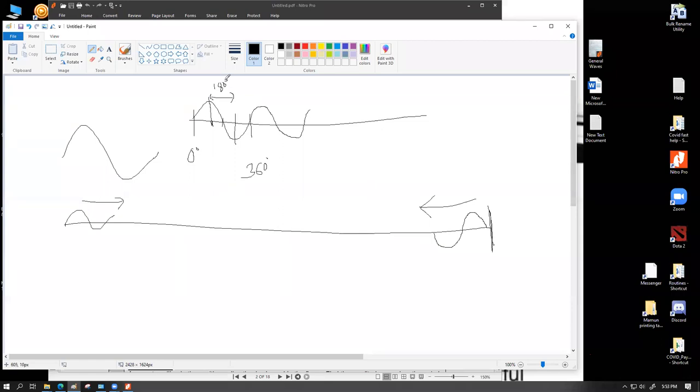In any progressive wave, what do I mean by progressive wave? Progressive wave means it is a wave that is traveling in one direction, so carrying information and energy in one direction.